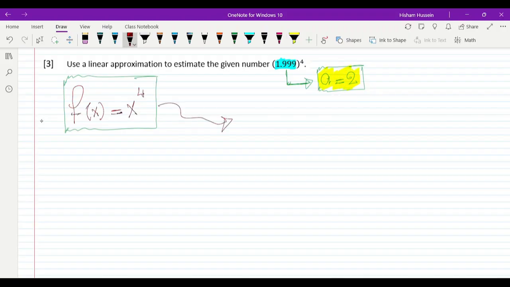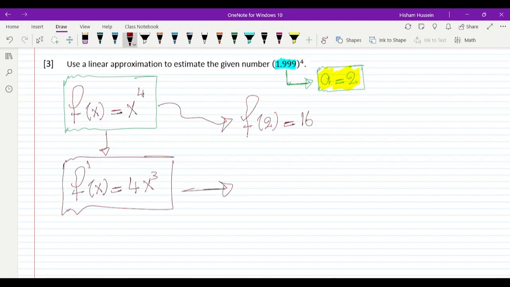Step 1, find f of 2. F of 2 equals 2 to the power 4, which is 16. Step 2, f dash of x is 4x to the power 3. Now substitute x equals 2 in the function f dash. So f dash of 2 will be 4 times 2 to the power 3, which is 32.